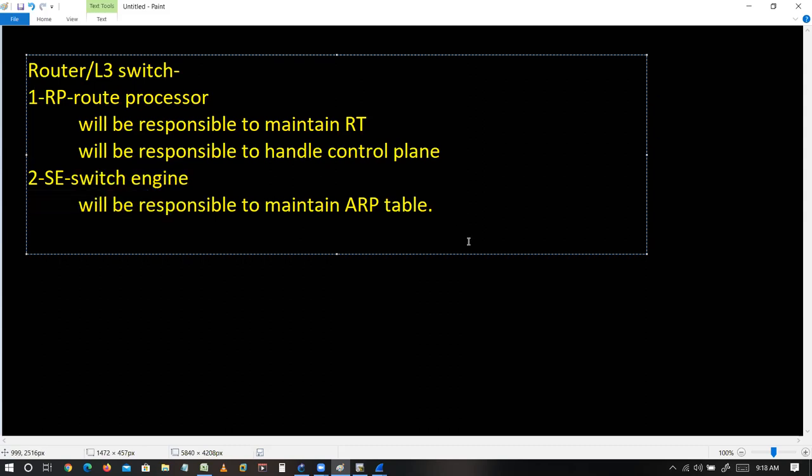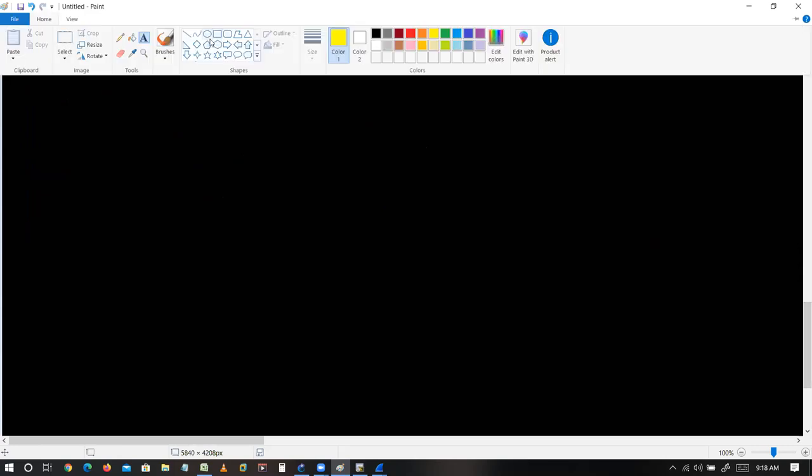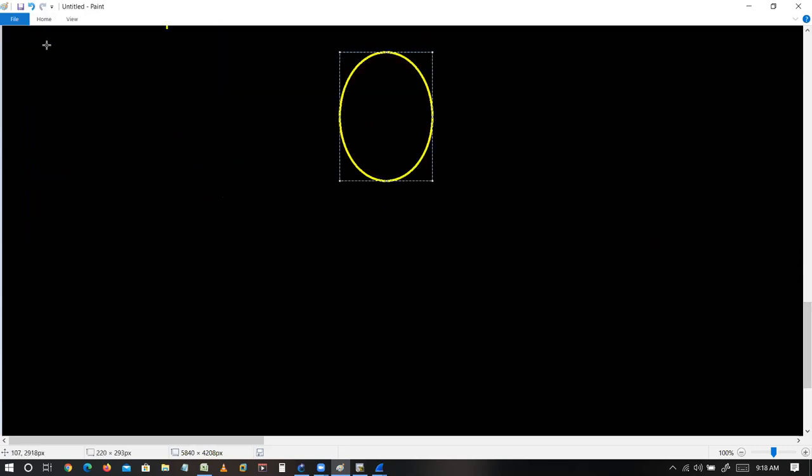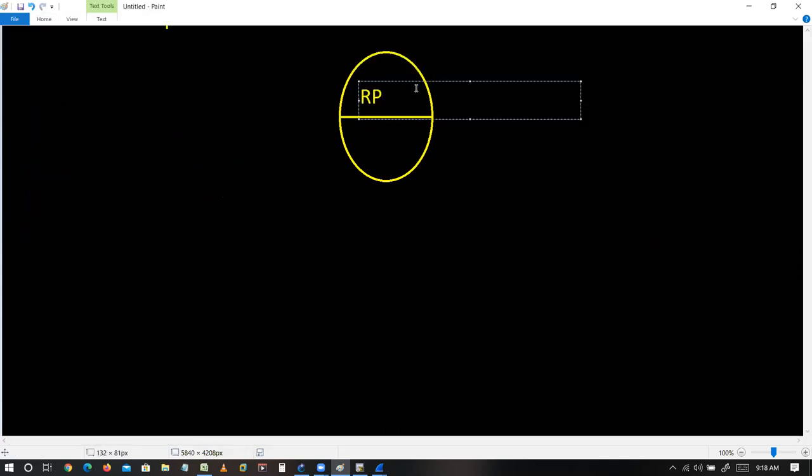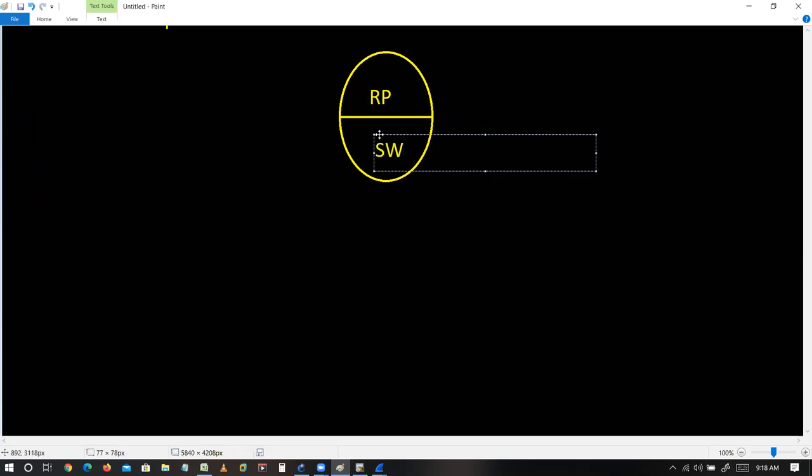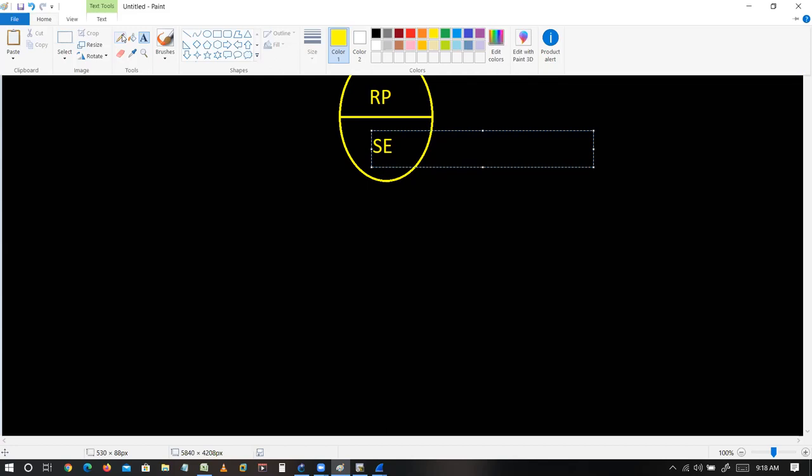Now, the next thing here. So I will divide this into two parts. Half portion I will use for the ARP. Okay. The next half portion I will use for the switch engine. So right now, let's suppose this router has all the routes in the routing table and the ARP table in the switching table, the switch engine table.